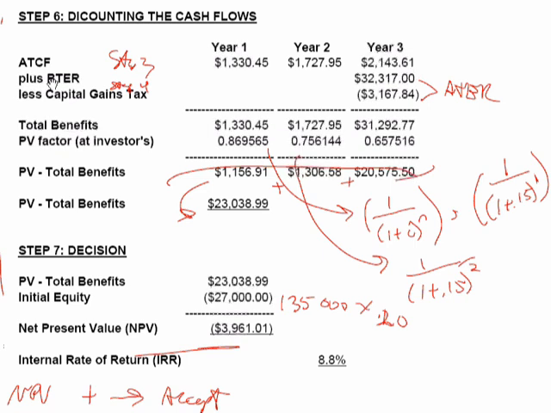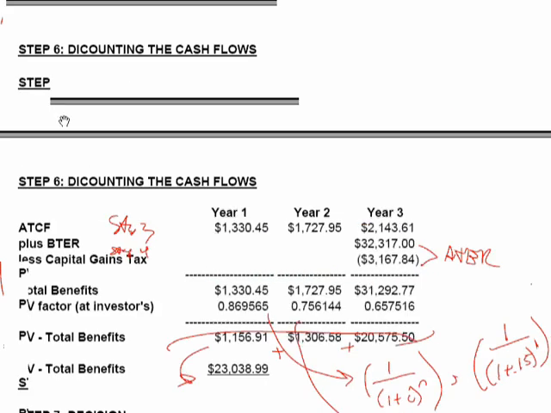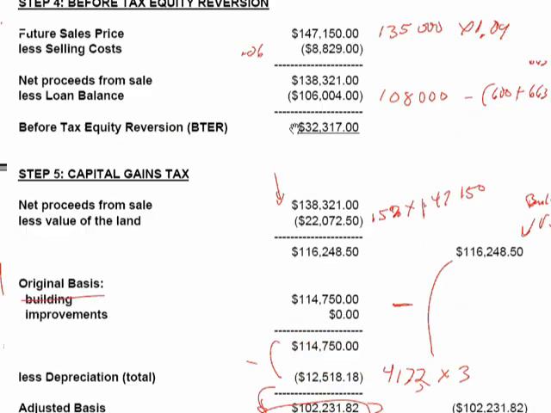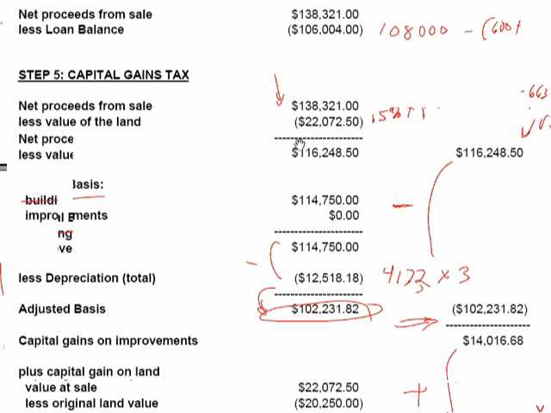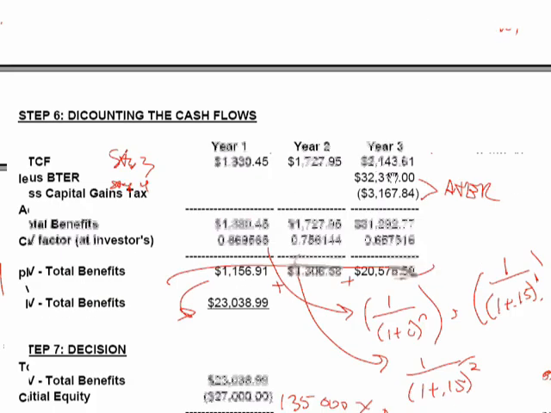The next item, let's go grab our before-tax equity reversion from step 4. Okay, the $32,317, and let's put that in year 3 also. So year 3, we have lots going on. We have the after-tax cash flow in year 3, but we also have the sale of the property in year 3. And $32,317 represents the before-tax equity reversion.